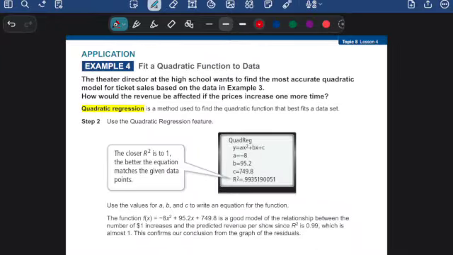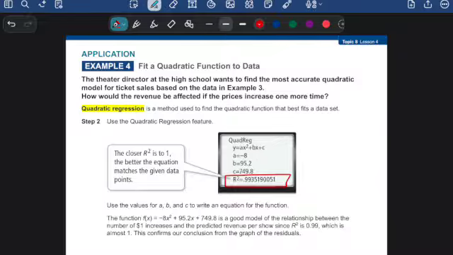Make sure you have your diagnostics on, because then it will give you this value for R squared. This is our correlation coefficient, which tells us if it's a good match or not. Remember, we want it to be close to +1 or close to -1. And then it will be a good match. So this is very close to +1. That tells us that it is a good equation.